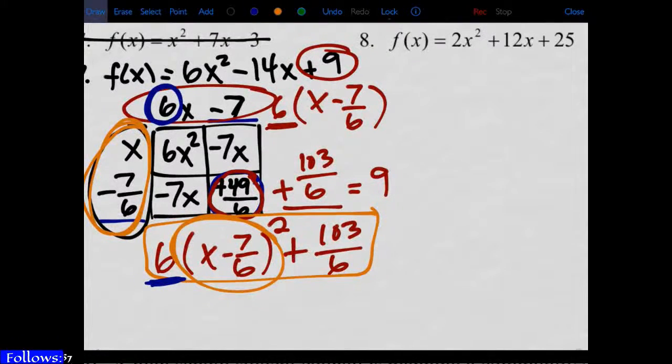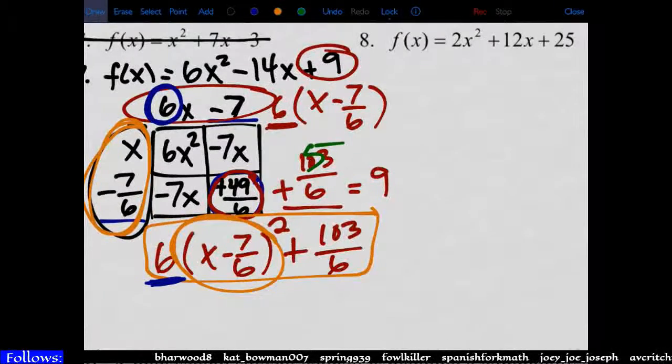Okay, so I'm actually going to have to not add 103 sixths. We'd actually have to add 5 sixths, I think is what it is.